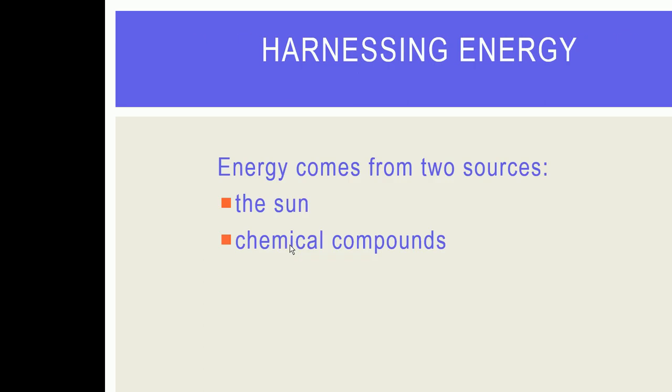They can harness energy. That energy comes either directly from sunlight or from chemical compounds. Sunlight means the plant cells can make their own food by the process of photosynthesis. So for plant cells, the energy comes directly from the sun. And animal cells cannot make their own food and cannot do photosynthesis, so they harness the energy from chemical compounds.